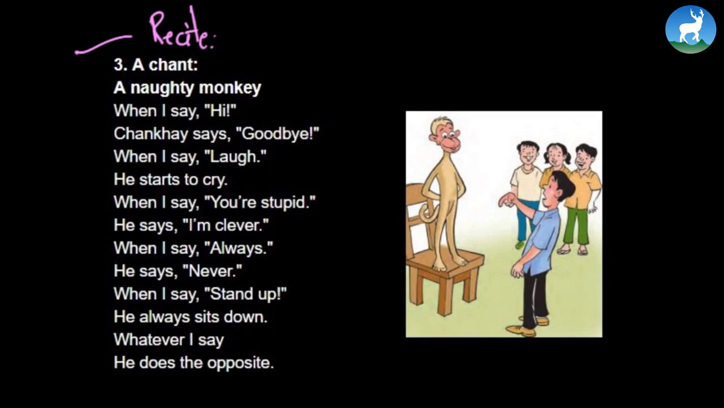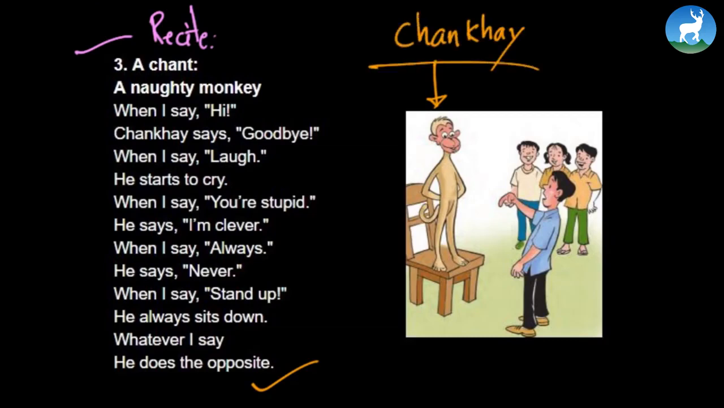A naughty monkey. When I say hi, Chunky says goodbye. When I say laugh, he starts to cry. When I say you're stupid, he says I'm clever. When I say always, he says never. When I say stand up, he always sits down. Whatever I say, he does the opposite. Just the opposite. That's Mr. Chunky. Always doing the opposite.